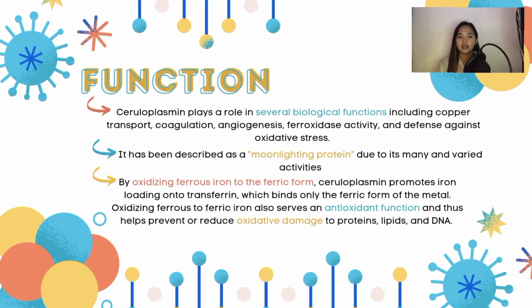Ceruloplasmin, a copper-containing alpha-2 globulin synthesized in the liver and secreted in plasma, plays a role in several biological functions including copper transport, coagulation, angiogenesis, peroxidase activity, and defense against oxidative stress. This protein has both pro-oxidant and antioxidant properties and has been described as a moonlighting protein due to its many and varied activities. Ceruloplasmin antioxidant function is mainly related to its peroxidase 1 activity as well as glutathione peroxidase activity.